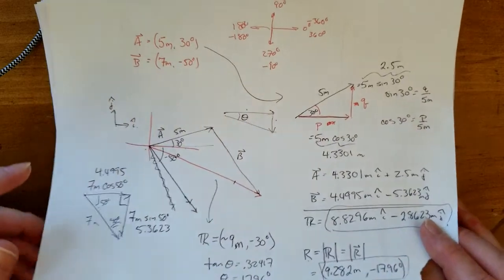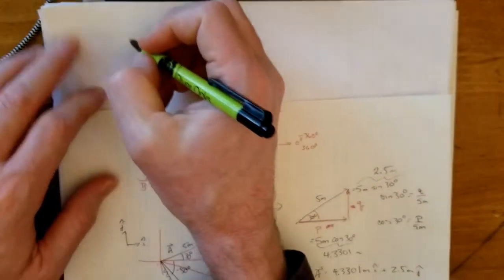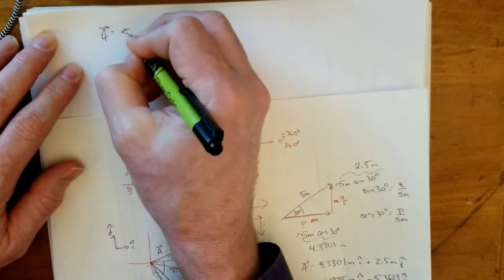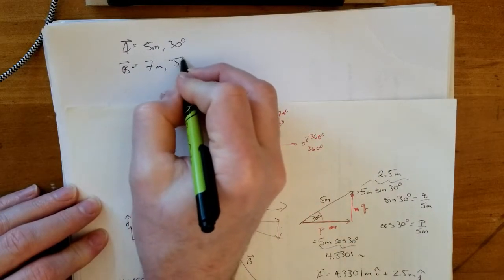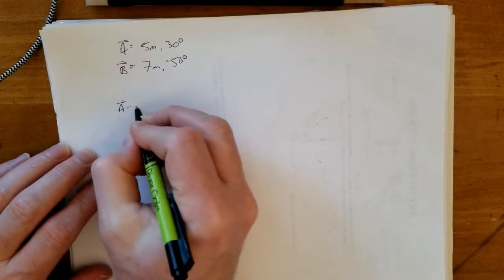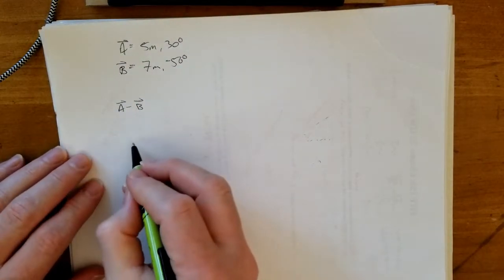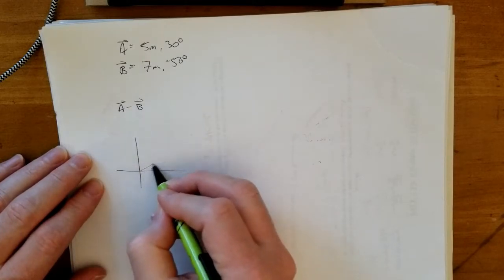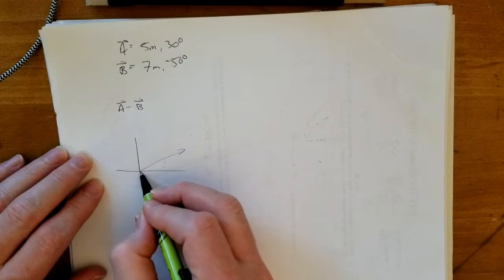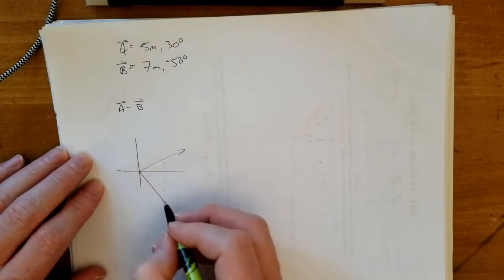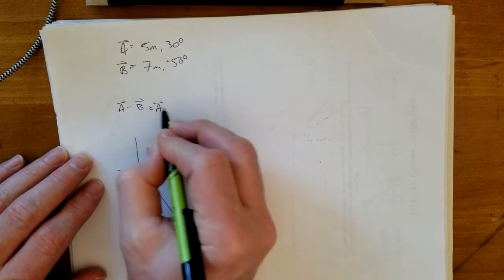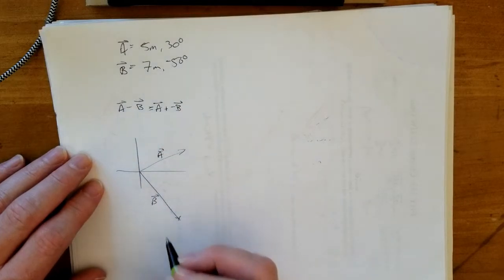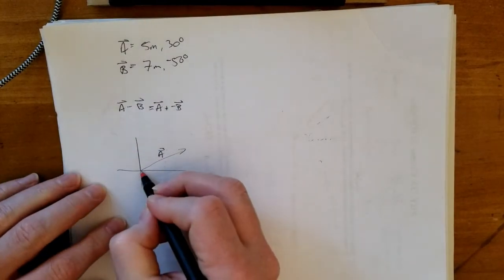So that's the addition. Now if I'm subtracting vectors, let's start with the same two vectors here. So A is 5 meters 30 degrees and B is 7 meters negative 50 degrees. If I do A minus B, now from a graphing point of view, I had A, which was roughly there. I had B, which is roughly there. So that's A and that's B. Recognize that A minus B is the same as A plus negative B. And negative just means the opposite direction. And so negative B would be this way.